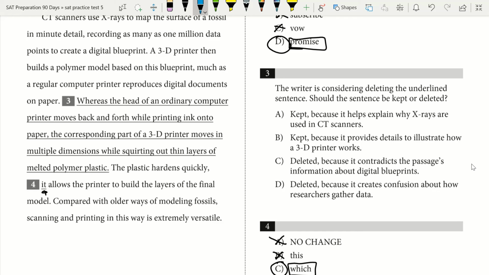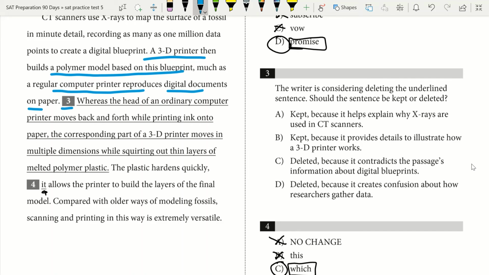So the writer is considering deleting the underlined sentence. Should the sentence be kept or deleted? Now in the context of this paragraph, we have: a 3D printer then builds a polymer based on this blueprint, much as a regular computer printer reproduces digital documents on paper. Now this passage is talking about 3D printers and x-rays as well. So in this case, we have number 3, right?